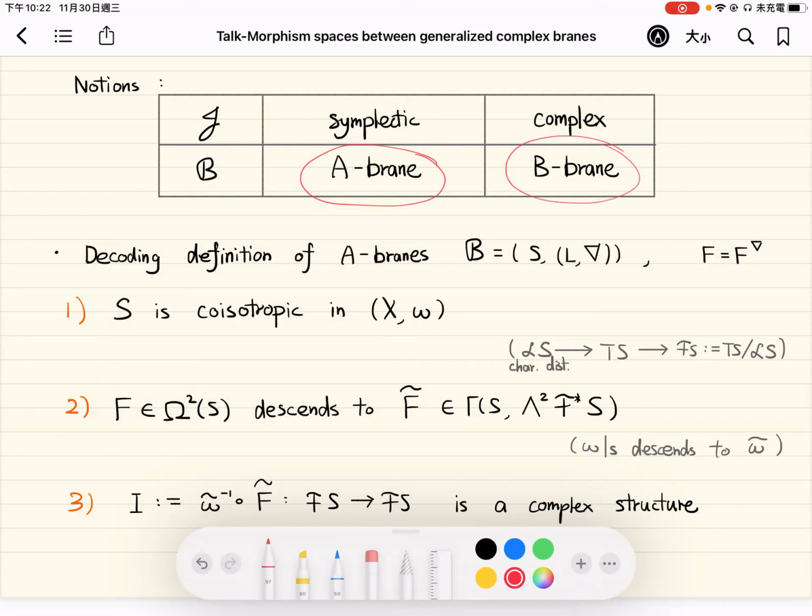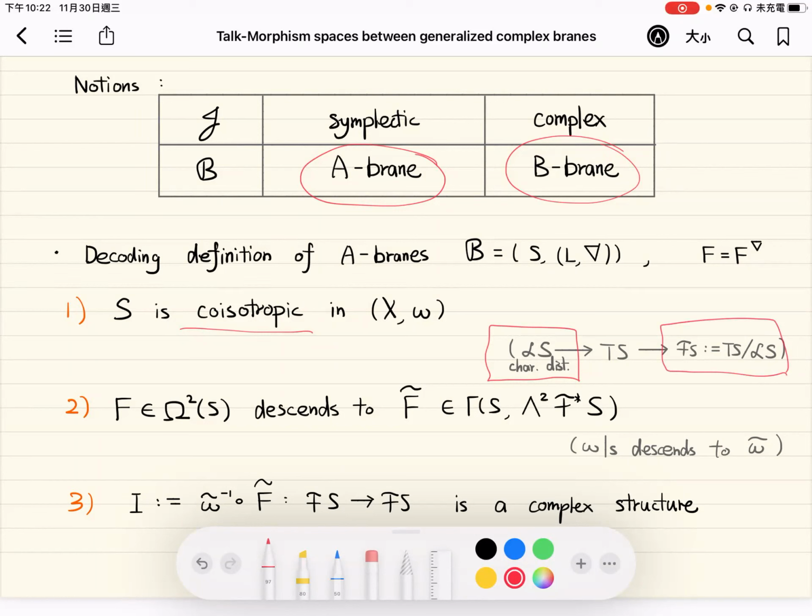We focus on the definition of A branes. We can decode the definition of A branes in the following way. First of all, the underlying submanifold, the support of the brane, is coisotropic in the symplectic manifold X. Because of this coisotropic condition, we can have the characteristic distribution, which we call curly L_S. It is defined by the kernel of the restriction of omega to S. And we can also take the quotient.